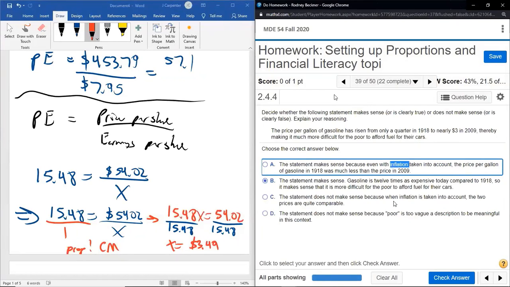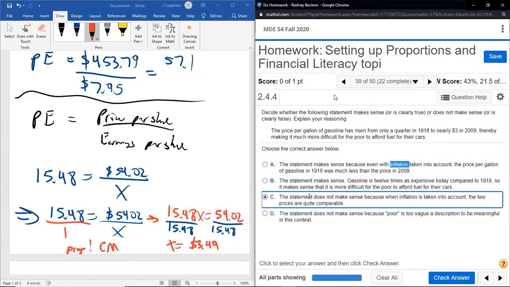So the statement does not make sense because when inflation is taken into account, the two prices are quite comparable. And this is a long time, 90 years, for prices to have inflated from a quarter to $3. I'm kind of thinking C might be it, that it doesn't make sense because inflation would take that price from 25 cents to $3 over 90 years.